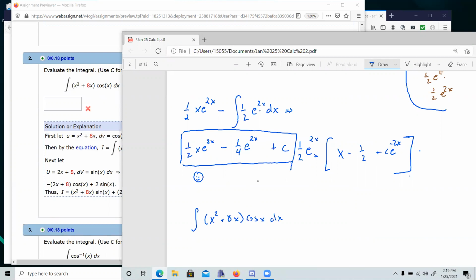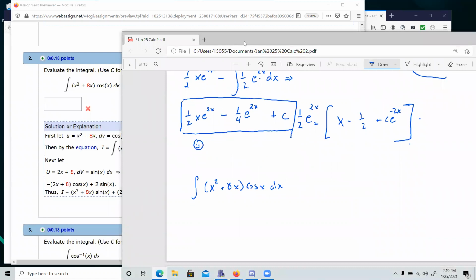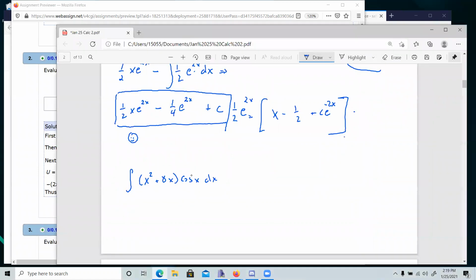Same idea here, right? What is going to get smaller when I take its derivative? Is that going to be cosine, or is that going to be this one? In this case, there's a better choice. u is equal to x squared plus 8x. dv is equal to cosine x dx, technically. Go ahead and take your derivative. So du is equal to 2x plus 8. And then v, we have to integrate cosine. What's the integral of cosine? I think that's going to be sine, right? If I take the derivative of sine, I get cosine.